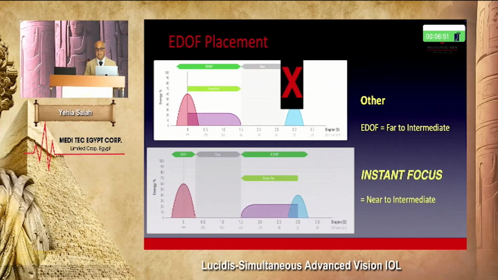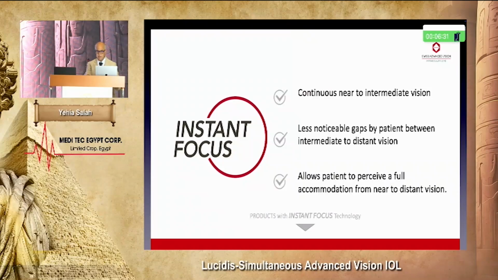But with Lucidis, this technology helps you to blend the vision from near to intermediate. So I'm reading my book, and then I can look smoothly without interruptions in my visual quality to see the computer or the dashboard of the car, whatever. And this is a very great advantage. So the instant focus gives us all these advantages that we talked about.